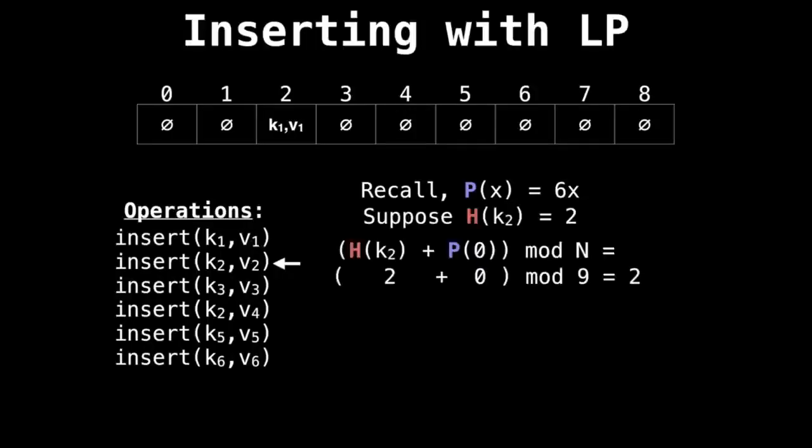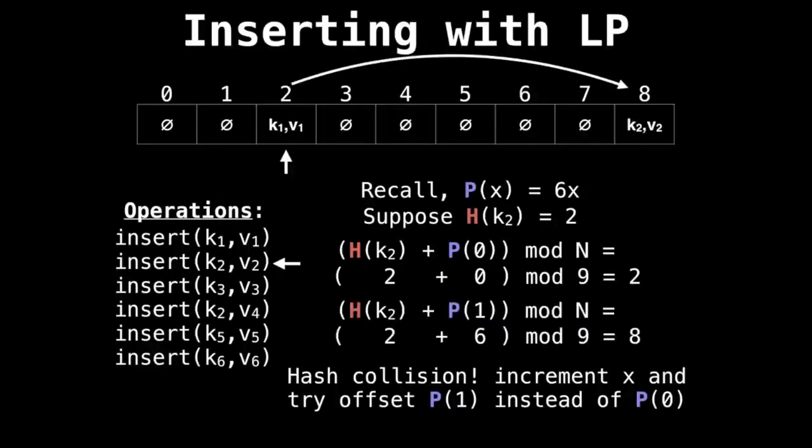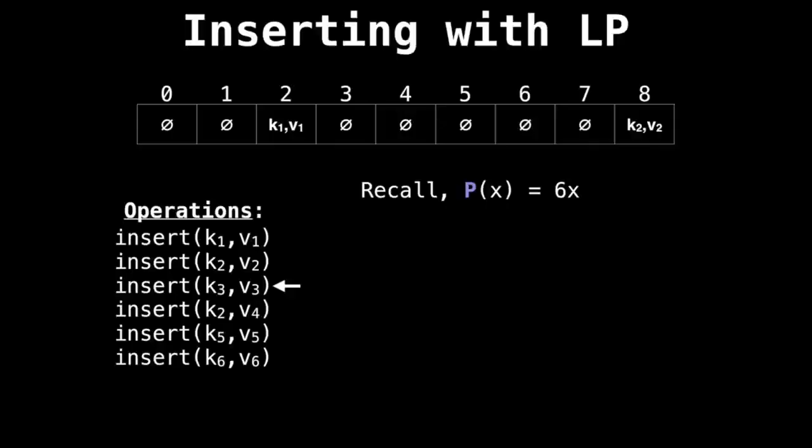So now suppose the hash of k2 is equal to 2 again. So we're going to try to insert this key value pair at position 2, but oh snap, we have a hash collision. So we're going to increment x and now offset by the probing function at 1 instead of the probing function at 0. So instead of inserting it at 2, we're going to insert it at 8.